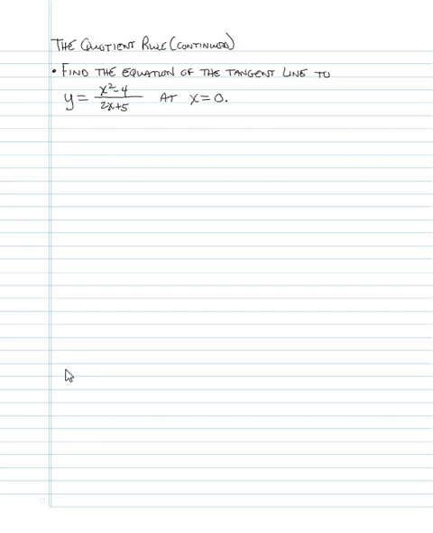So in this last problem about the quotient rule, we're to find the equation of the tangent line to the graph of y equal x squared minus 4 over 2x plus 5 at the x value of 0. Now remember, as we've done before, to find the equation of any line, we need the slope of the line, and we need a point that is on the line. So let's first worry about the slope, okay? Slope of the tangent line.